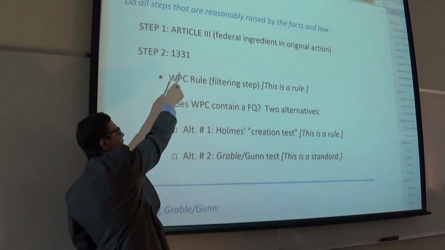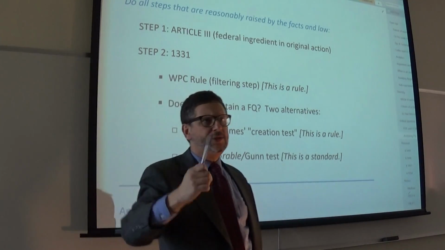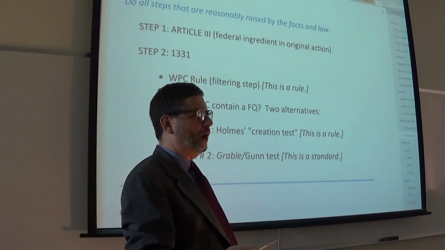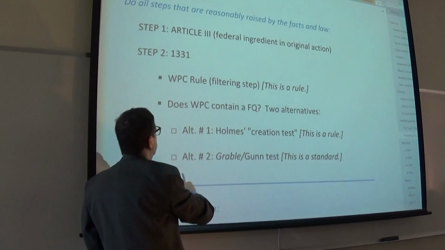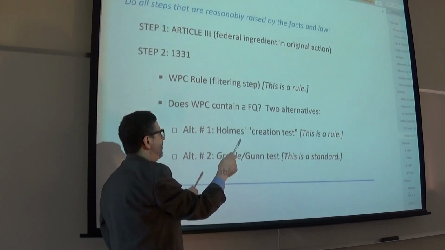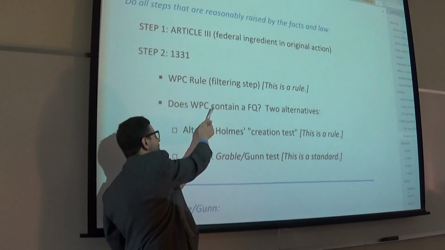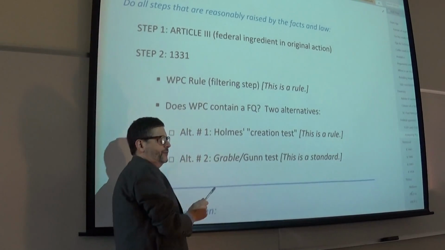All right, we already talked about the first step. Is there a federal ingredient somewhere in the case? If so, Article 3 is satisfied. The second step is more complicated. It's got a filtering step and then an analysis step. And then the analysis step has two alternatives. All right?